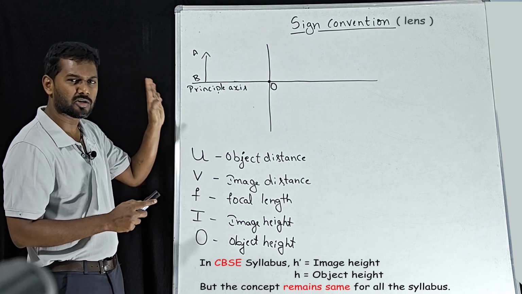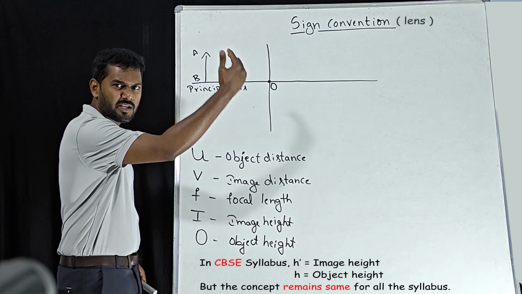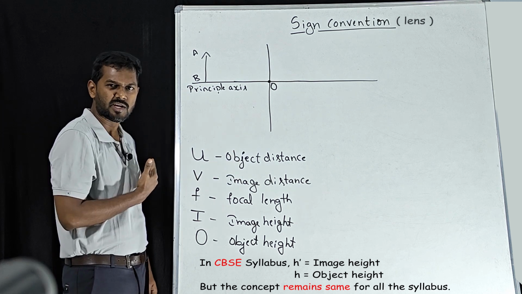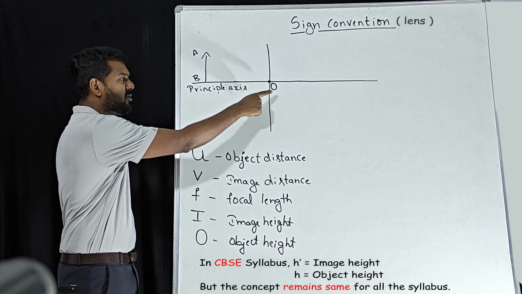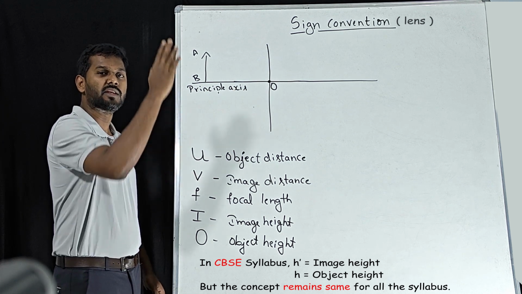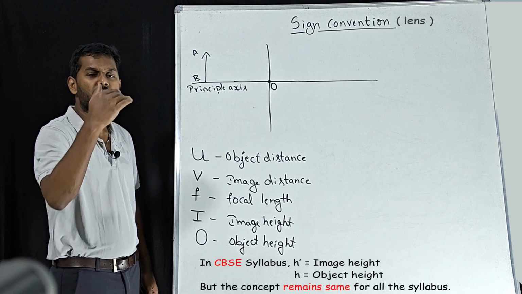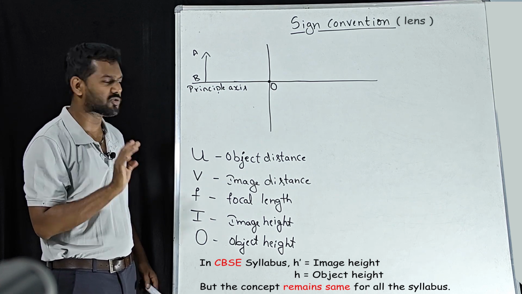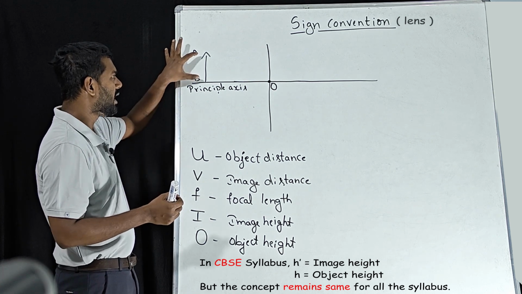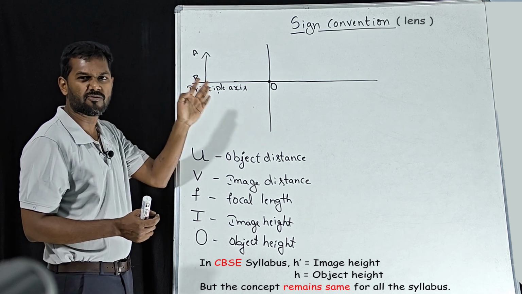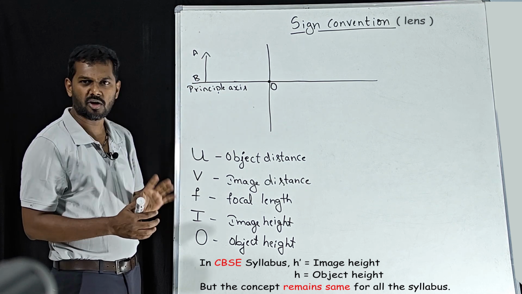Now anyhow, we got to know anything towards the right side is positive. Anything towards the left side is negative. It is from the optic center. Anything in upward direction is positive. Downward direction is negative. This much you should know. Now I'll give you an example. Assume you have placed an object between F and O in front of a convex lens.